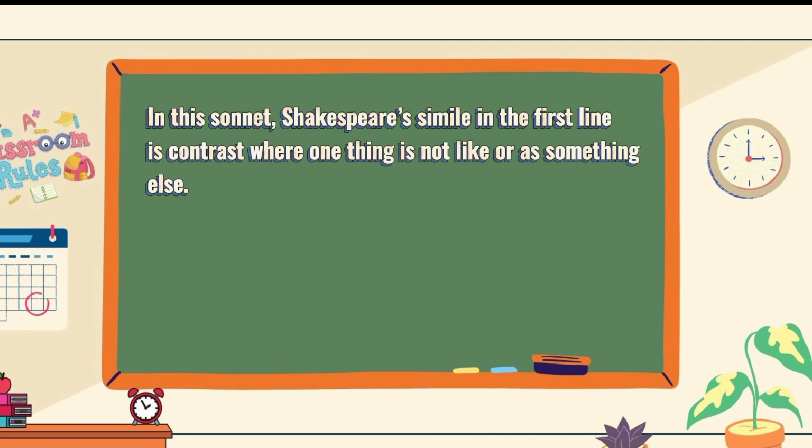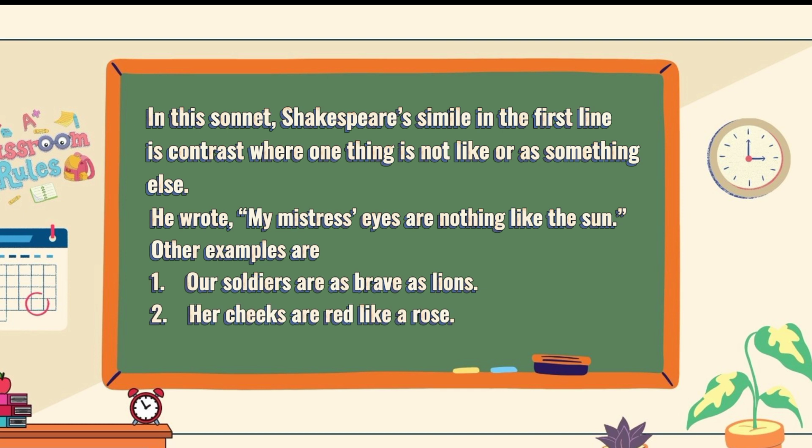In this sonnet, Shakespeare's simile in the first line is a contrast, where one thing is not like or as something else. He wrote, my mistress' eyes are nothing like the sun. Other examples are, number 1, our soldiers are as brave as lions. Number 2, her cheeks are red like a rose.